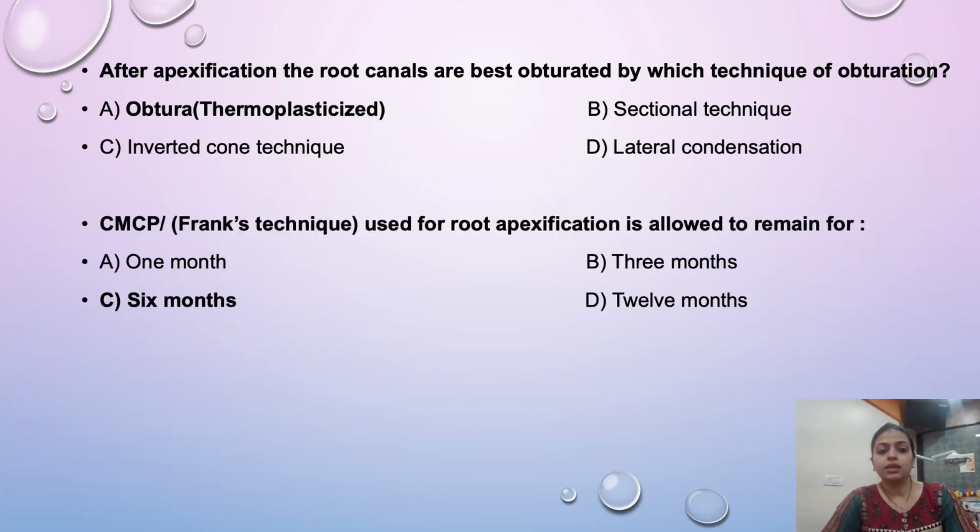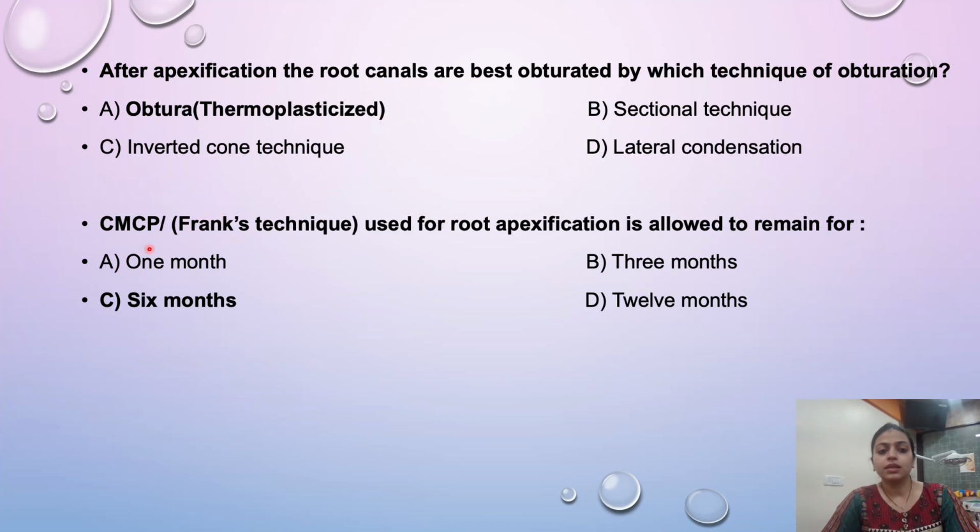Then comes another question: after apexification, the root canals are best obturated by which technique? Out of all these techniques, the Obtura or thermoplasticized gutta-percha system is the one which rapidly obturates most difficult root canals in very little time and with very little patient discomfort.